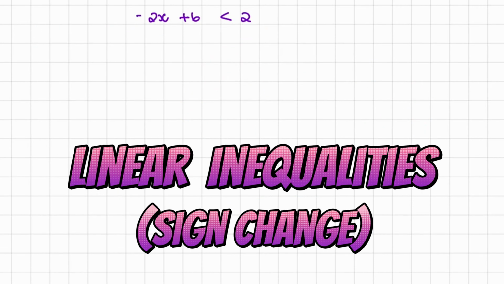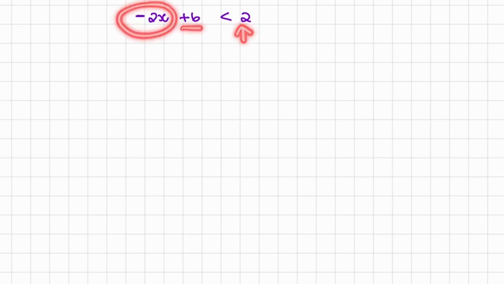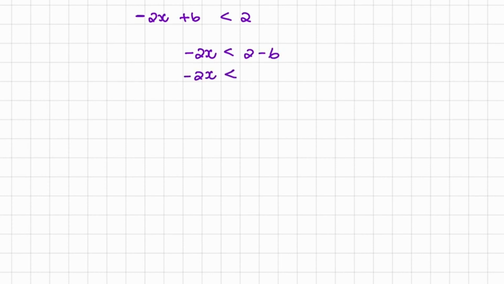So let us say we have negative 2x plus 6 is smaller than negative 2. So we would apply the same principle. We would say negative 2x is smaller than 2 minus 6. Therefore, negative 2x is smaller than negative 4. Now, if we multiply both sides by negative 2, we would have x is bigger than plus 2.